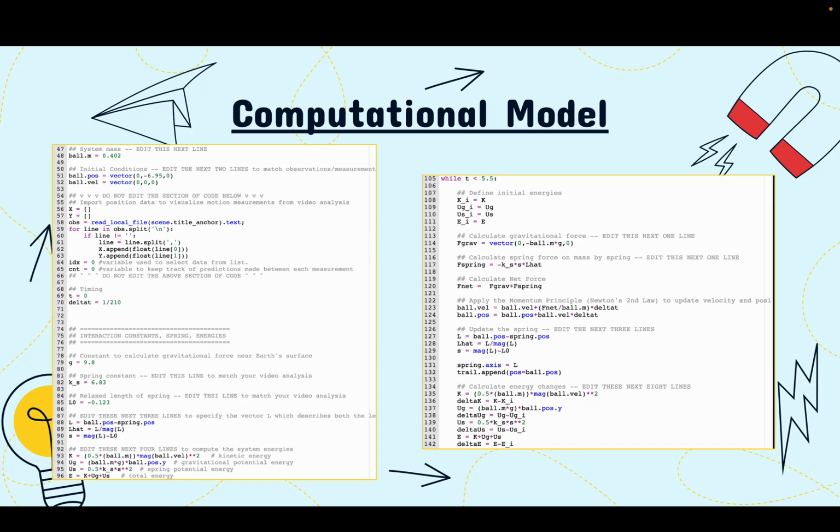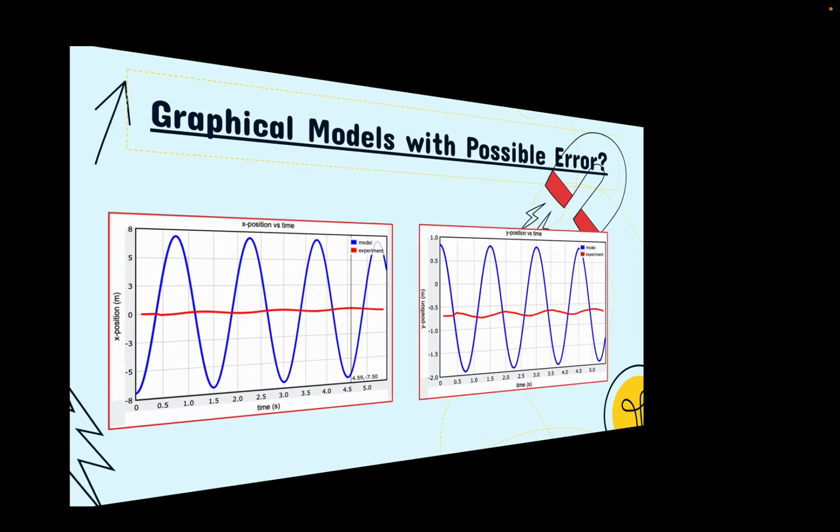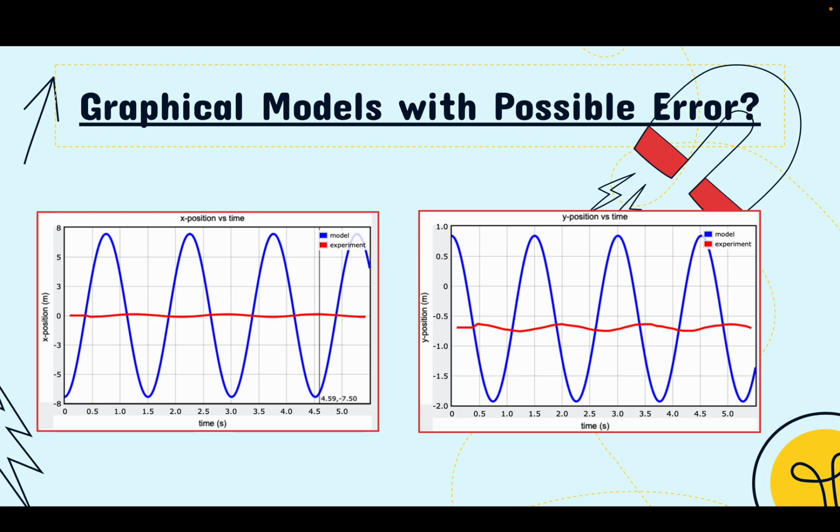The purpose of this lab was to compare the predicted motion and observed motion of the mass in both the x and y directions, and then plot the energy changes that were computed in the model, which is the change in kinetic, gravitational potential, spring, and total energies. Possible room for error results from my own collected data within Tracker. If you take a look at my graphical models, the experimental data is oscillating by only a very small amount, whereas it should be oscillating about the same as the computational model predicted.